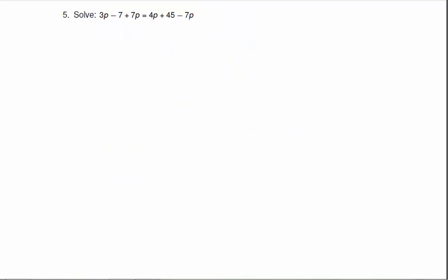Number 5. Let's solve this equation. There are no fractions or decimals to clear and no parentheses. So the next step would be to combine like terms. 3p plus 7p is 10p minus 7. 4p minus 7p is negative 3p plus 45.